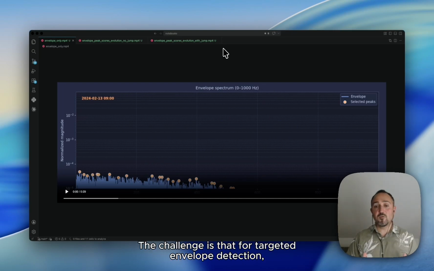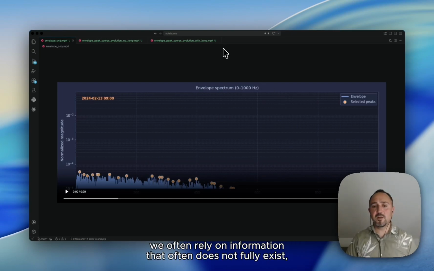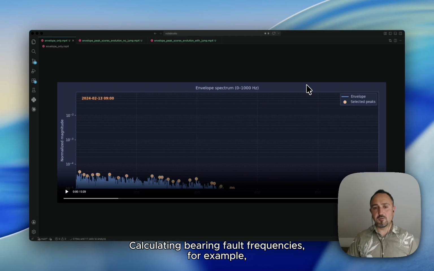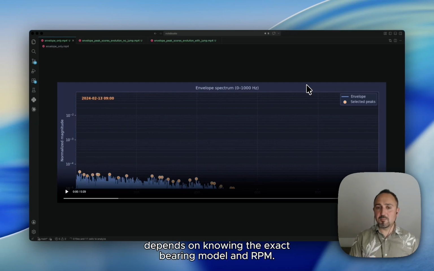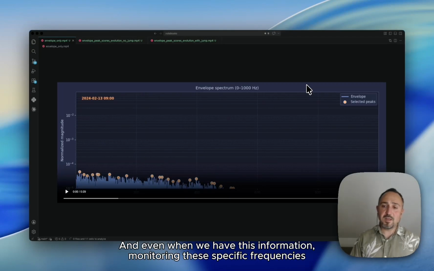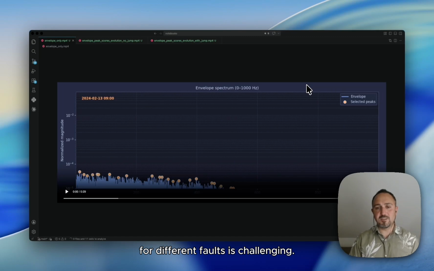The challenge is that for targeted envelope detection, we often rely on information that often does not fully exist, especially for the balance of plant. Calculating bearing fault frequencies, for example, depends on knowing the exact bearing model and RPM. For gearboxes, we are frequently missing tooth counts and internal kinematics. And even when we have this information, monitoring these specific frequencies for different faults is challenging.